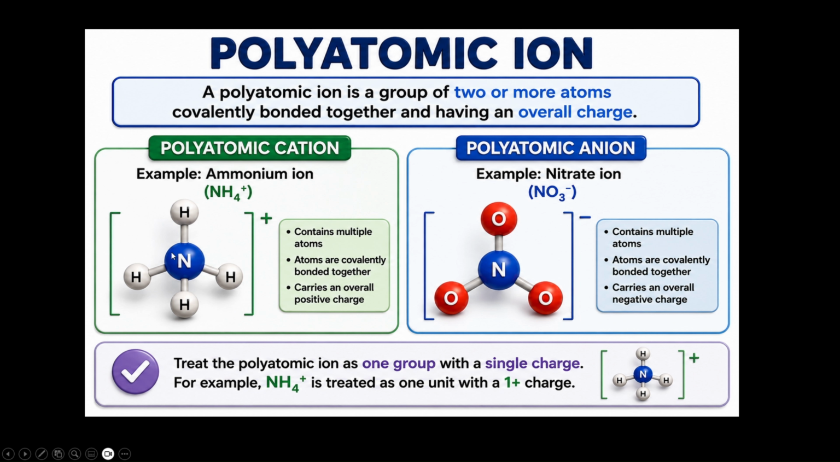By the way, these brackets are an indication that you have to treat it as one group, and you have to see this group with just one specific charge. Now, different polyatomic ions will have different charges. Keep that in mind because it will help you when writing and naming compounds containing polyatomic ions.